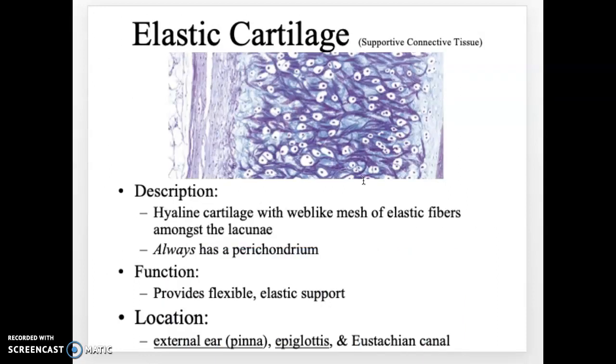Elastic cartilage looks like this. It provides elastic support, like we would guess from the name. This is what you have on the outside of your ear. The epiglottis is the little flap in your throat that keeps you from inhaling water or food when you're eating. It's a flap that covers your windpipe when you're swallowing. Eustachian canal is in your ear also. So this gives support. It always has this thing called a perichondrium, which is like the outer layer of the cartilage.